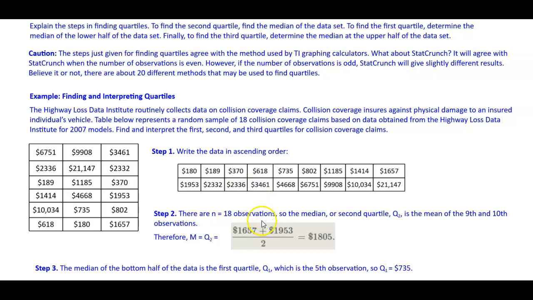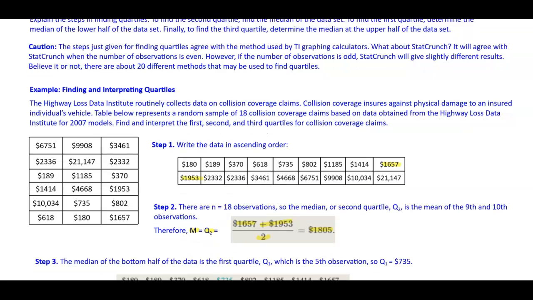It's an even number, so the median, or the second quartile, is the mean of the 9th and the 10th observation, since those are the two middle numbers. So let's take a look at the two middle numbers. In order to find the median, which we also call quartile 2, we take 1657 and add 1953 and divide by 2. That gives us a median of 1,805, so Q2 is equal to 1,805.